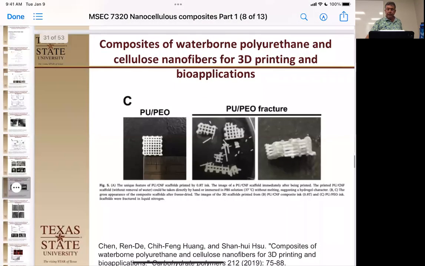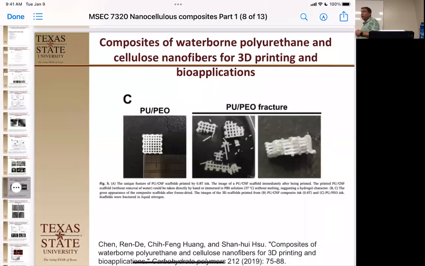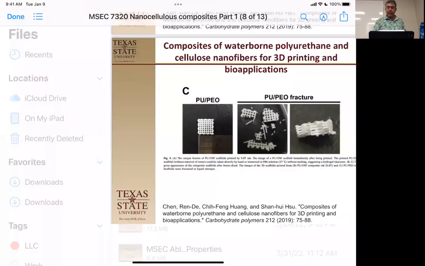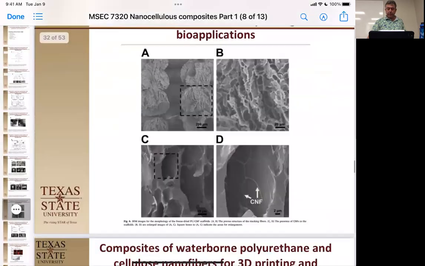Okay. So then they did the same thing, but instead of using the cellulose nanofibers in there, they tried to use PEO as the other thing, saying, oh, it's not going to add anything to the structure. And what they saw was they were able to do the same printing and got similar results, but it was much more fragile than the one with the cellulose nanofibers. Cellulose nanofibers really did help the structure. They didn't actually do any cell culturing on there.